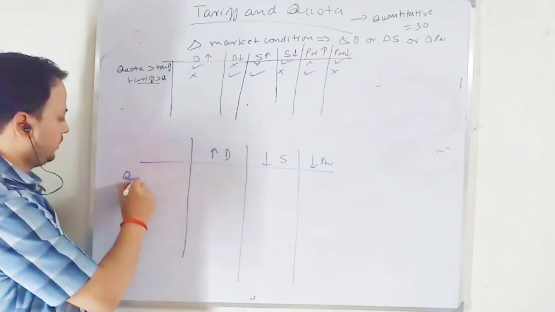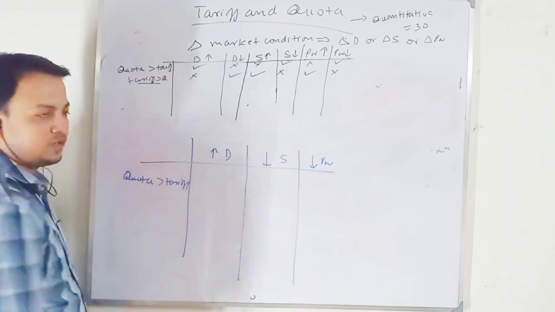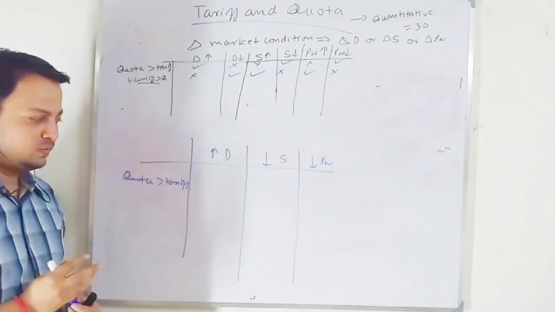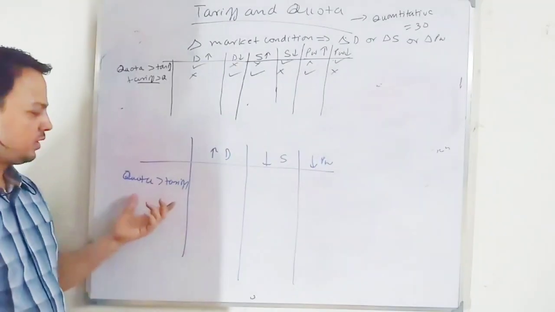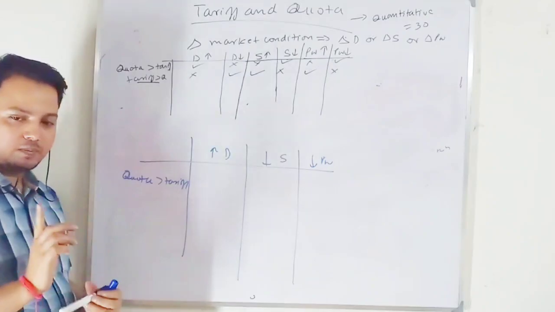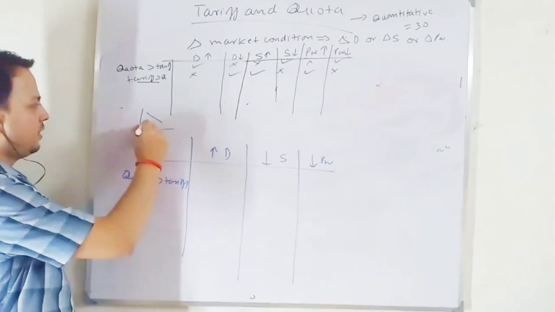So quota is better than tariff. In all of the three cases, quota will be better than tariff. I am using only one side of the argument, so it will be easy to write. So if they ask which one is better, quota or tariff, then when there is an increase in demand, just remember the argument. Just remember the simple demand and supply curve.